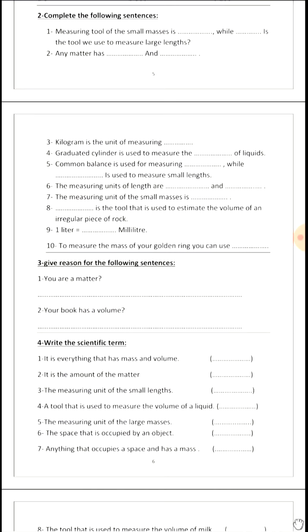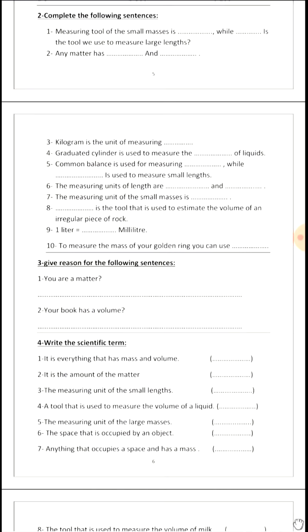Number 3. Kilogram is the unit of measuring mass. Number 4. Graduated cylinder is used to measure the volume of liquids. Number 5. Common balance is used to measure the mass, while ruler is used to measure small lengths.